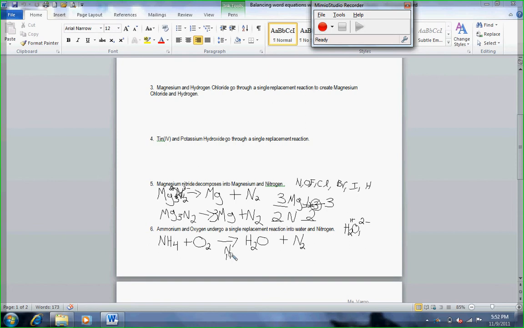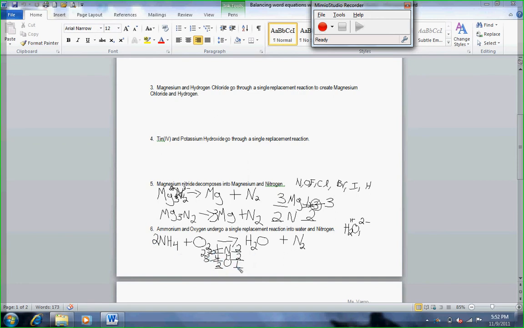N, H, and O. One N on the left, 2 N's on the right, 4 H's on the left, 2 H's on the right, 2 O's on the left, and 1 O on the right. Start at the top. Let's make our N's happy. We're going to multiply by 2. This 2 becomes the coefficient in front of the compound containing nitrogen on the left. Update our numbers. We now have 2 nitrogens, 2 times 4, we now have 8 hydrogens.